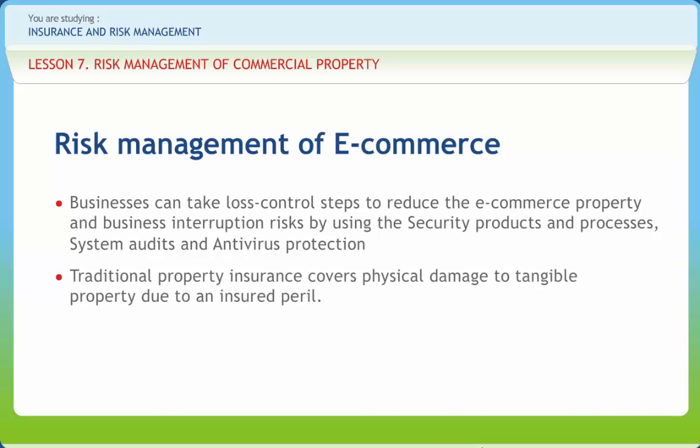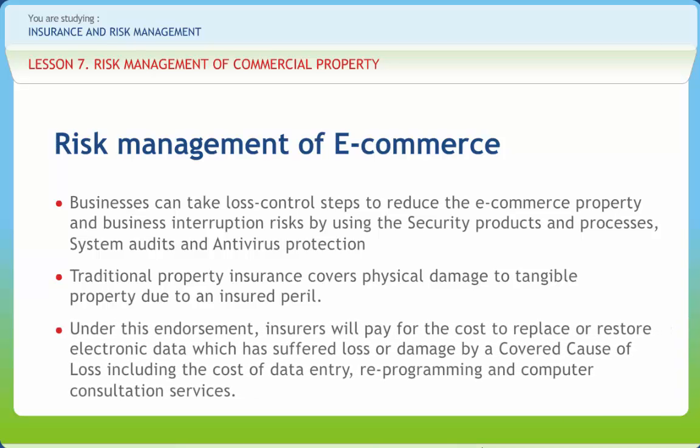Traditional property insurance covers physical damage to tangible property due to an insured peril. Electronic data can be considered property in most instances, but standard commercial insurance policies contain exclusions that explicitly invalidate coverage for exposures in relation to the use of technology. Under this endorsement, insurers will pay for the cost to replace or restore electronic data which has suffered loss or damage by a covered cause of loss, including the cost of data entry, reprogramming, and computer consultation services.